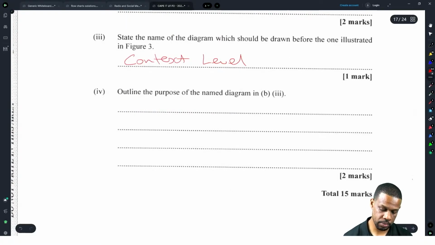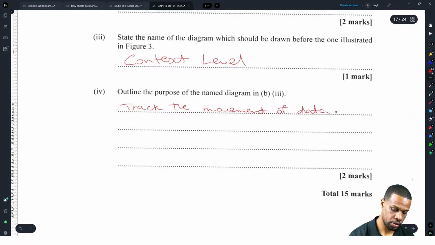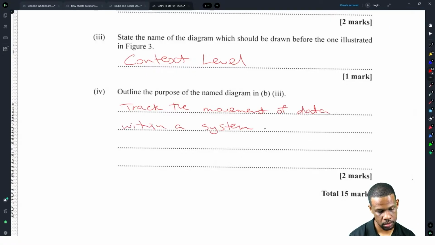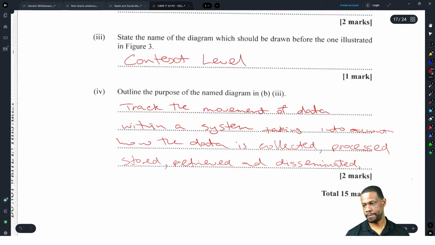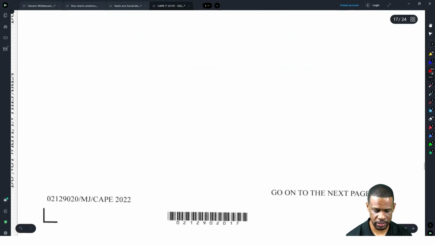The purpose of a data flow diagram is to track the movement of data within a system, taking into account how the data is changed, collected, processed, stored, and disseminated. This is not the textbook definition, but this is what they look for. They all have 2 marks, but just give them the definition of a data flow diagram. You know the definition of a data flow diagram.